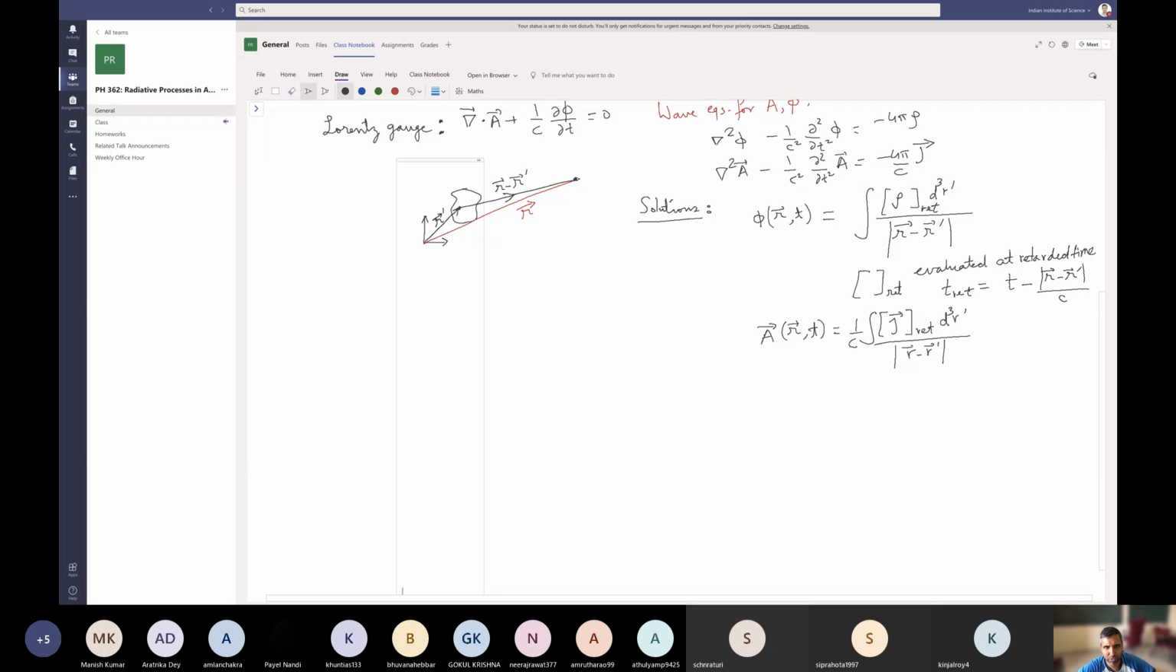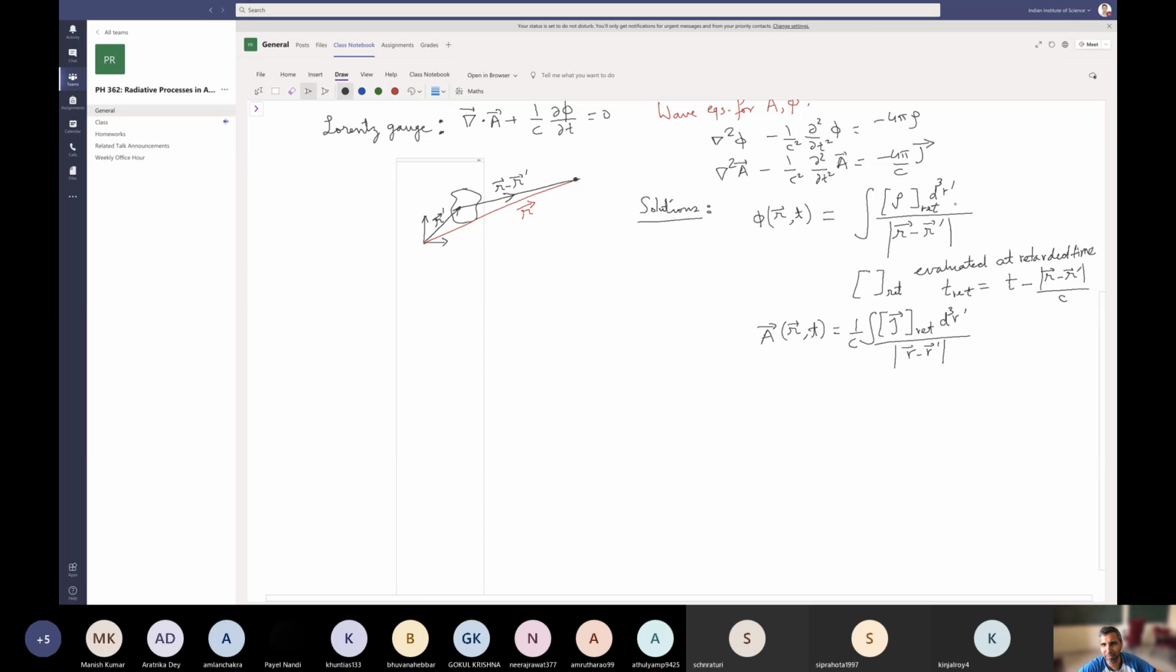What it means is that if you want to calculate the field here at time t, you look at the charge at every position in the source of the charges and currents, but not at the present time, but at a slightly earlier time, and you sum the contribution from all of them up, with a weighing factor like 1 over r minus r prime.